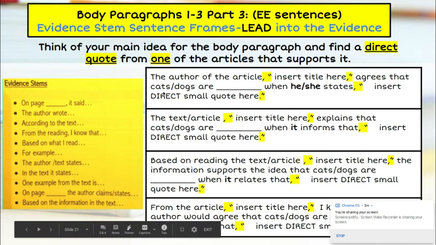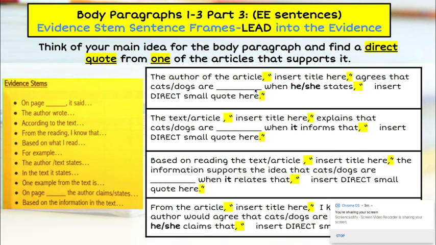So for instance, it may sound like something like this. The author of the article, put the title here. Remember to put quotes and commas. The commas introduce that an article is coming, and an end comma. Agrees that cats and dogs are blank. Whatever your main idea is. Cats and dogs are great for exercise. Cats and dogs are great companions. When he, she states. So this is important.